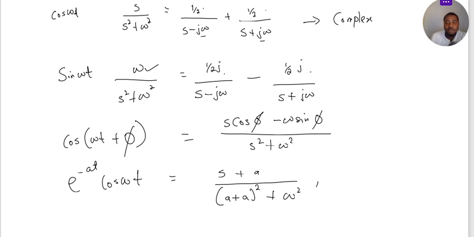How cool is this? Just straightforward. So similarly, if you have exponential at sine omega t, what are you going to get here? You're going to get omega, and over here you're going to have s plus a squared plus omega squared. How cool is this? Very, very cool and straightforward, right? I think it's just as simple as that.